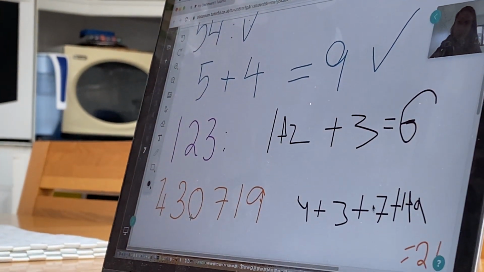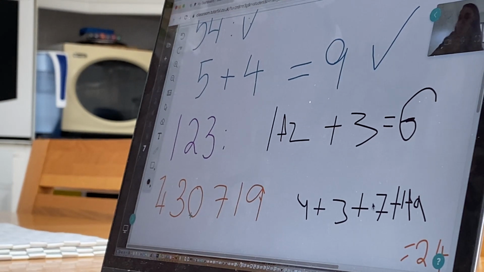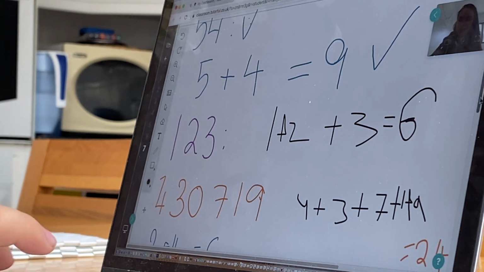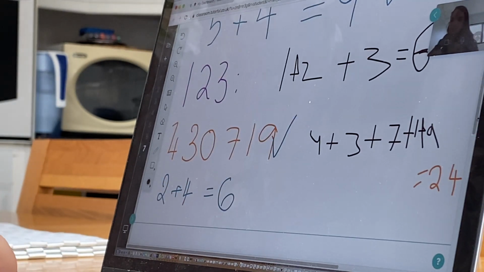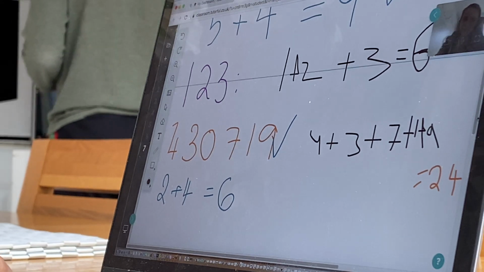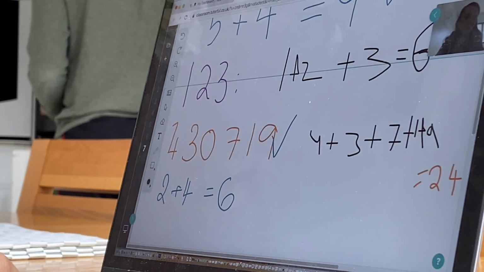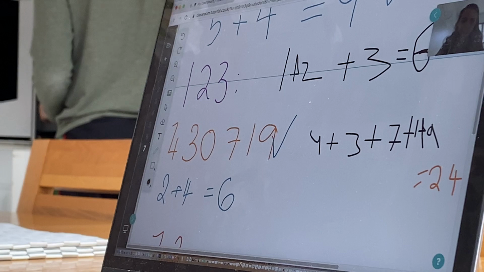We get 24. And then if we want to keep checking, we check if 24 is divisible by 3. We do 2 plus 4 equal to 6. So yes, this is divisible by 3. Okay, and then the last one, what about 7,315?